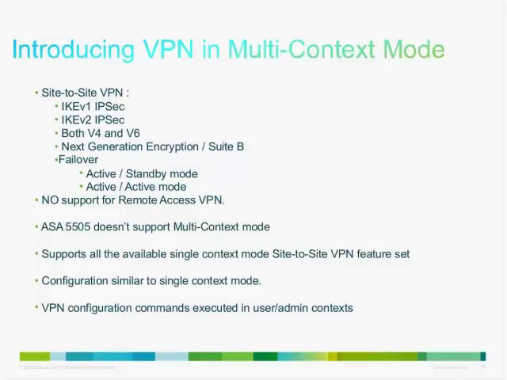We have introduced VPN in the multi-context mode. As of today, the VPN support is only for site-to-site VPNs with the multi-context ASA mode. There is no support for remote access VPN as of yet. That being said, the ASA site-to-site VPN supports both IKE version 1 and IKE version 2 IPsec VPN. It also supports both IPv4 and IPv6 protocols. It also supports the next generation or the Suite B protocols, which I'm going to give a little more details on in the next few slides.